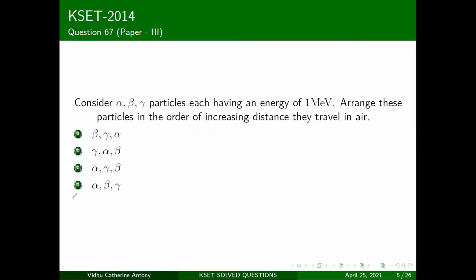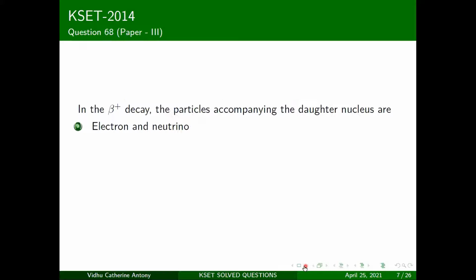So that's option D, right? Alpha is the heaviest. Beta is your electrons, so it's less heavy, and gamma is your photons. Okay, so let's move on to the next one.